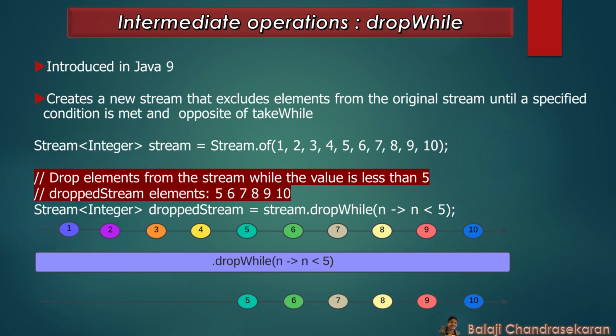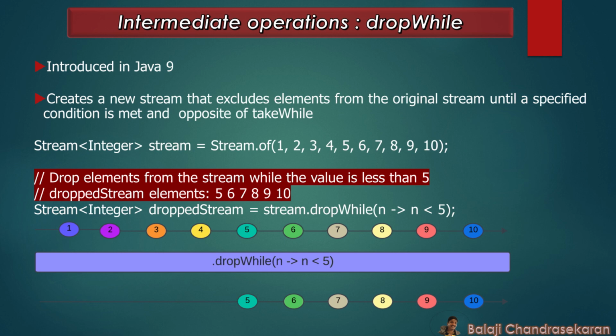We use the dropWhile method to create a new stream named dropToStream that excludes the elements from the original stream until the value is less than 5. Finally, the dropToStream object contains the elements from 5 to 10. The elements before 5 will be excluded by this operation.